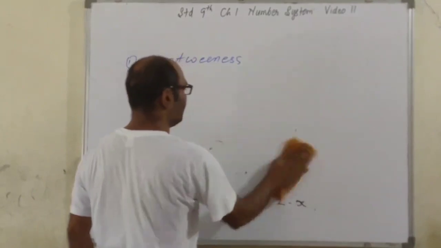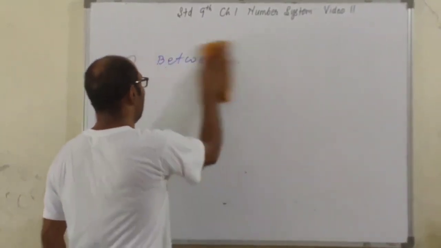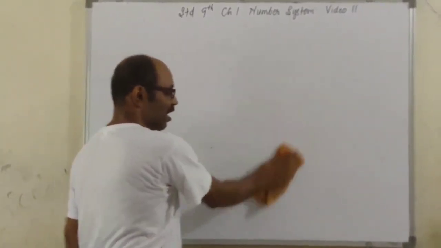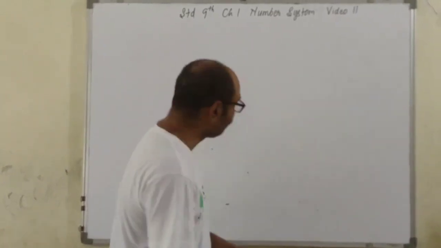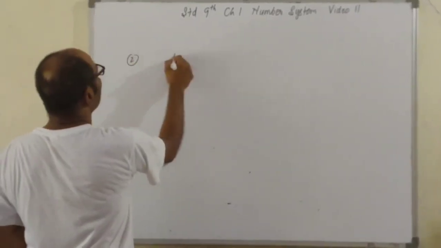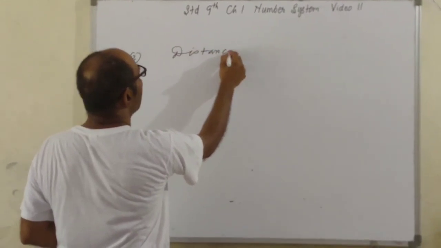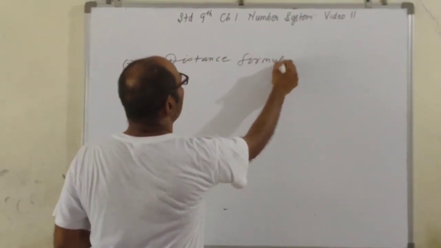So ये एक concept था betweenness का, which you had to understand. All right. Now, second concept, that is distance formula. It is about distance formula.